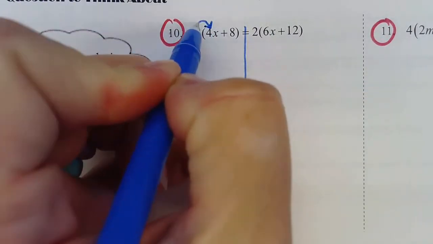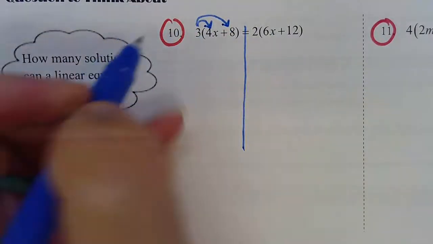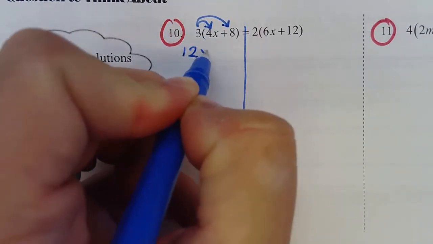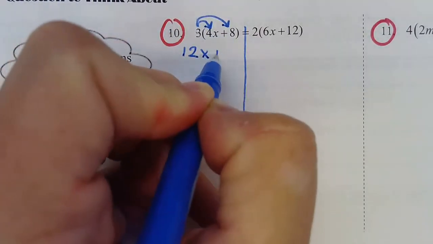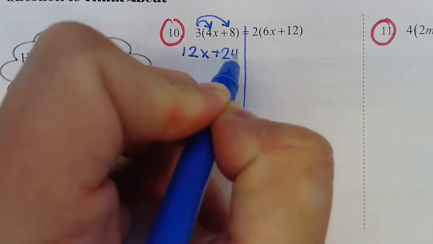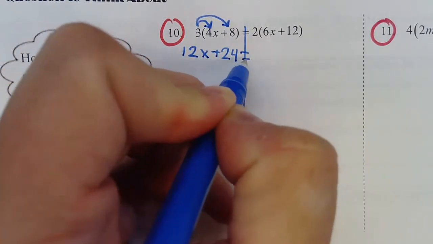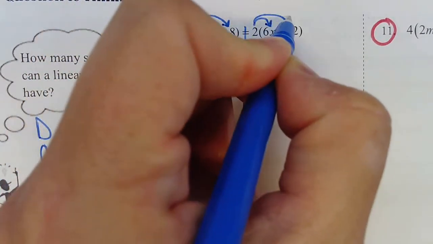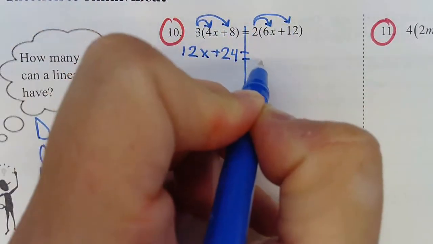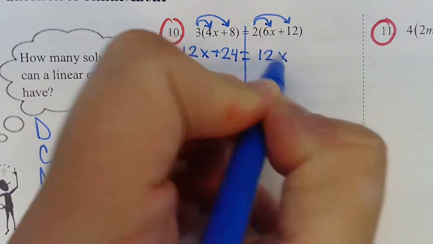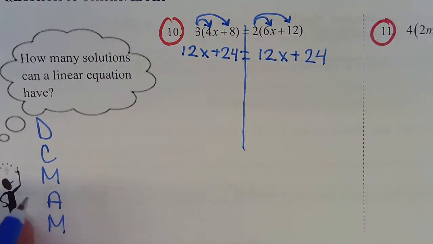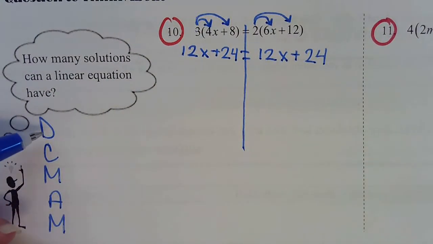Don't forget that when you distribute, it means that you multiply. 3 times 4x is 12x. 3 times a positive 8 is a positive 24. Equals. On the right, I'm distributing a 2. 2 times 6x is 12x. 2 times 12 is a positive 24. So I did the distributing.